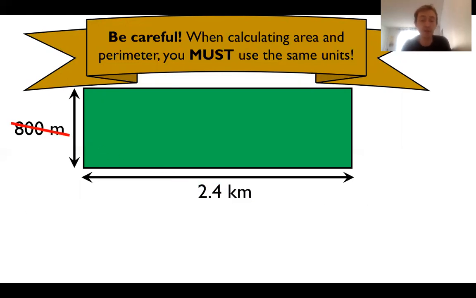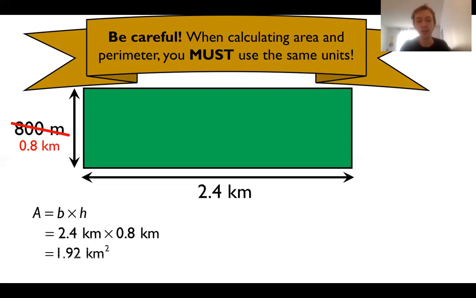Same thing for area. We've got to make sure that we're dealing with the same units before we do any area calculation. So I'll work with them in kilometers first. We'll say that this is 0.8 kilometers and this is 2.4 kilometers. Well, if you remember, the area is just the base times the height. So I multiply the two numbers together and I'm going to get 1.92 kilometers squared. If you forget that little 2, you are wrong.